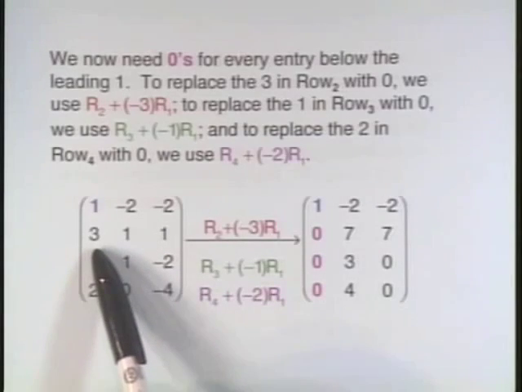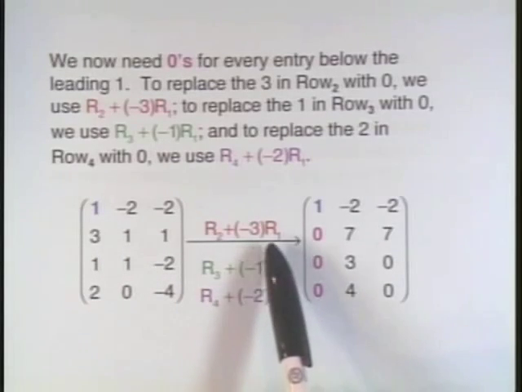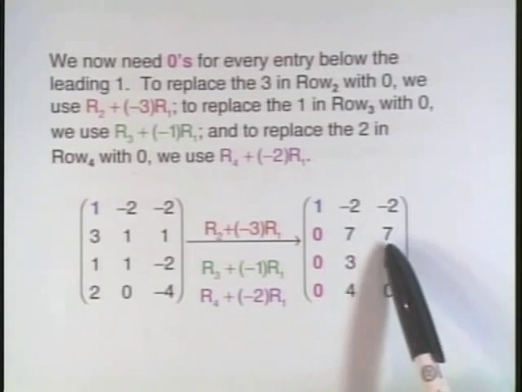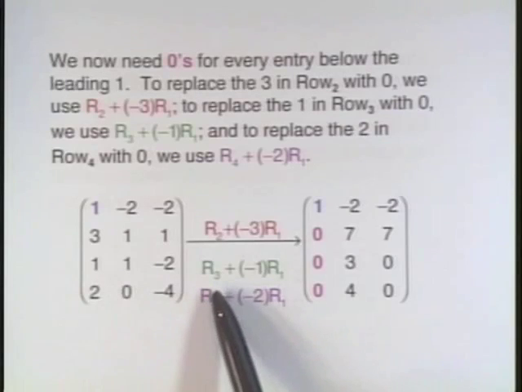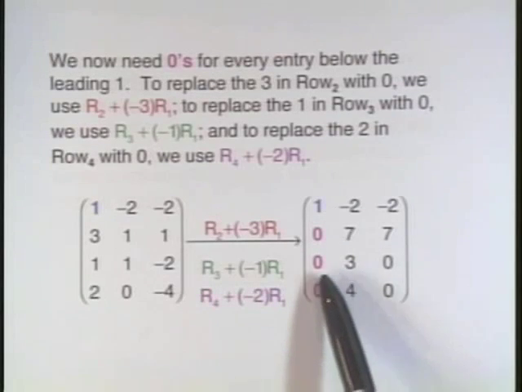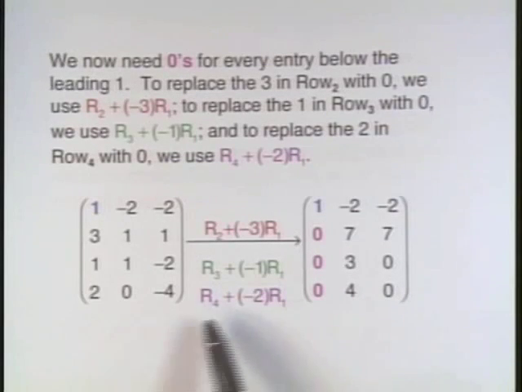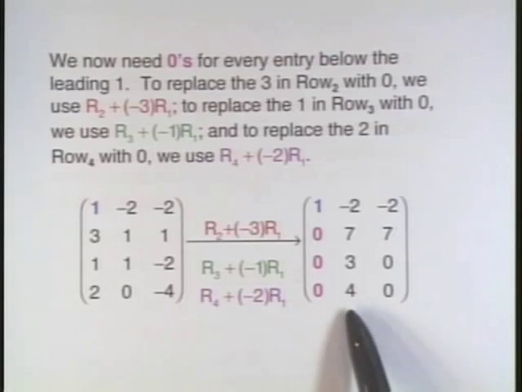To replace the 3 in row 2 with 0, we use the row operation row 2 plus negative 3 times row 1. That gives us values of 0, 7, 7 in row 2. To replace the 1 in row 3 with 0, we use row 3 plus negative 1 times row 1, which gives us values of 0, 3, 0. And to replace the 2 in row 4 with 0, we use row 4 plus negative 2 times row 1 to get a new row 4 of 0, 4, 0. All of these operations were completed using the steps that were done in previous examples.